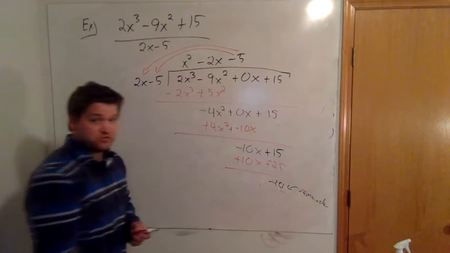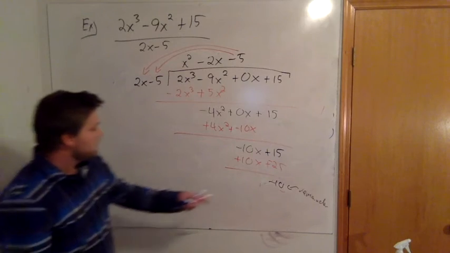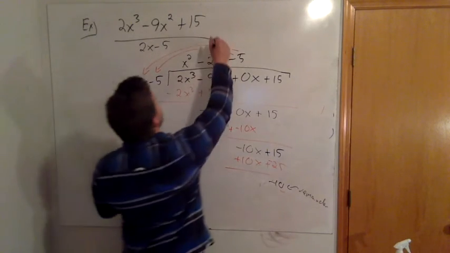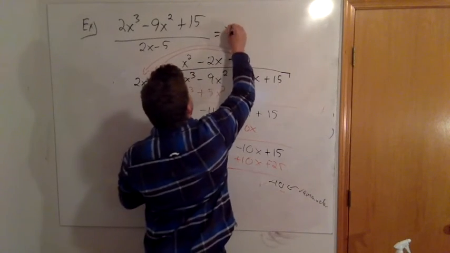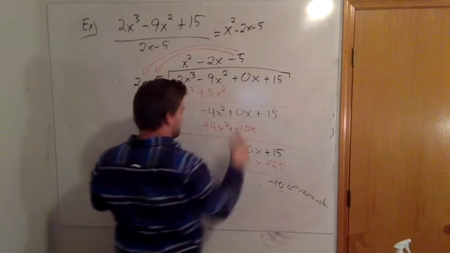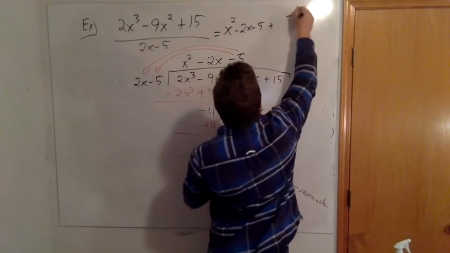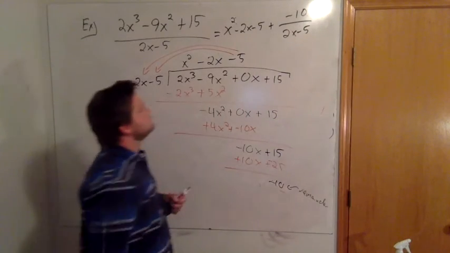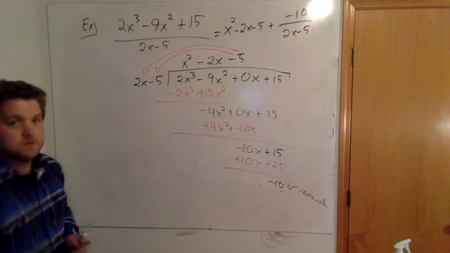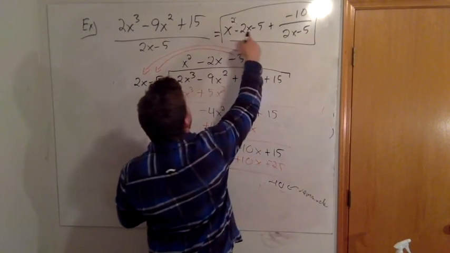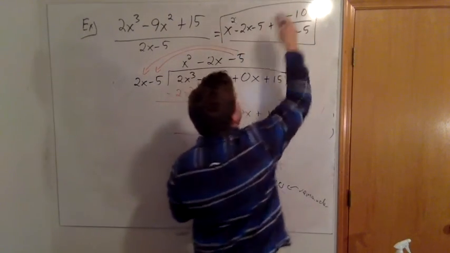Okay, so we're finished, because this is a 0th degree polynomial and this is a 1st degree polynomial. So what's the answer? The answer is the quotient, x squared minus 2x minus 5, plus we have our negative 10 all over 2x minus 5. And we're finished. Here's our answer. The quotient is x squared minus 2x minus 5, and the remainder is negative 10.